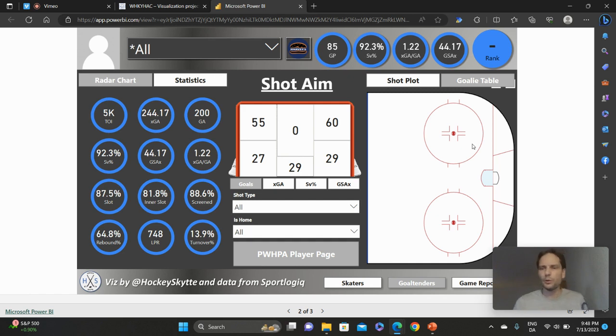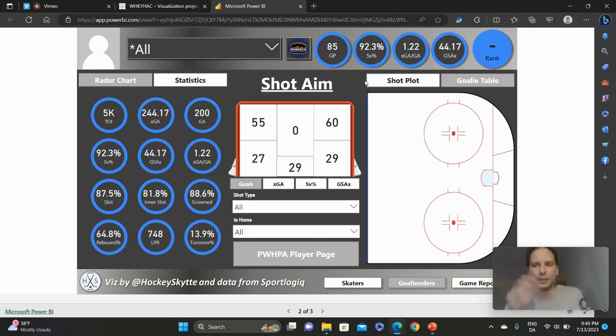Now, per default, I've just let all the donut charts be fully blue when you're looking at all goaltenders at once. So that's just how it's defined. Now, you can look up specific statistics: the average inner slot save percentage for all the goaltenders, the screened save percentage, the slot save percentage, and so on. Now, what is more interesting is perhaps looking at the shot aim visualization here in the middle.